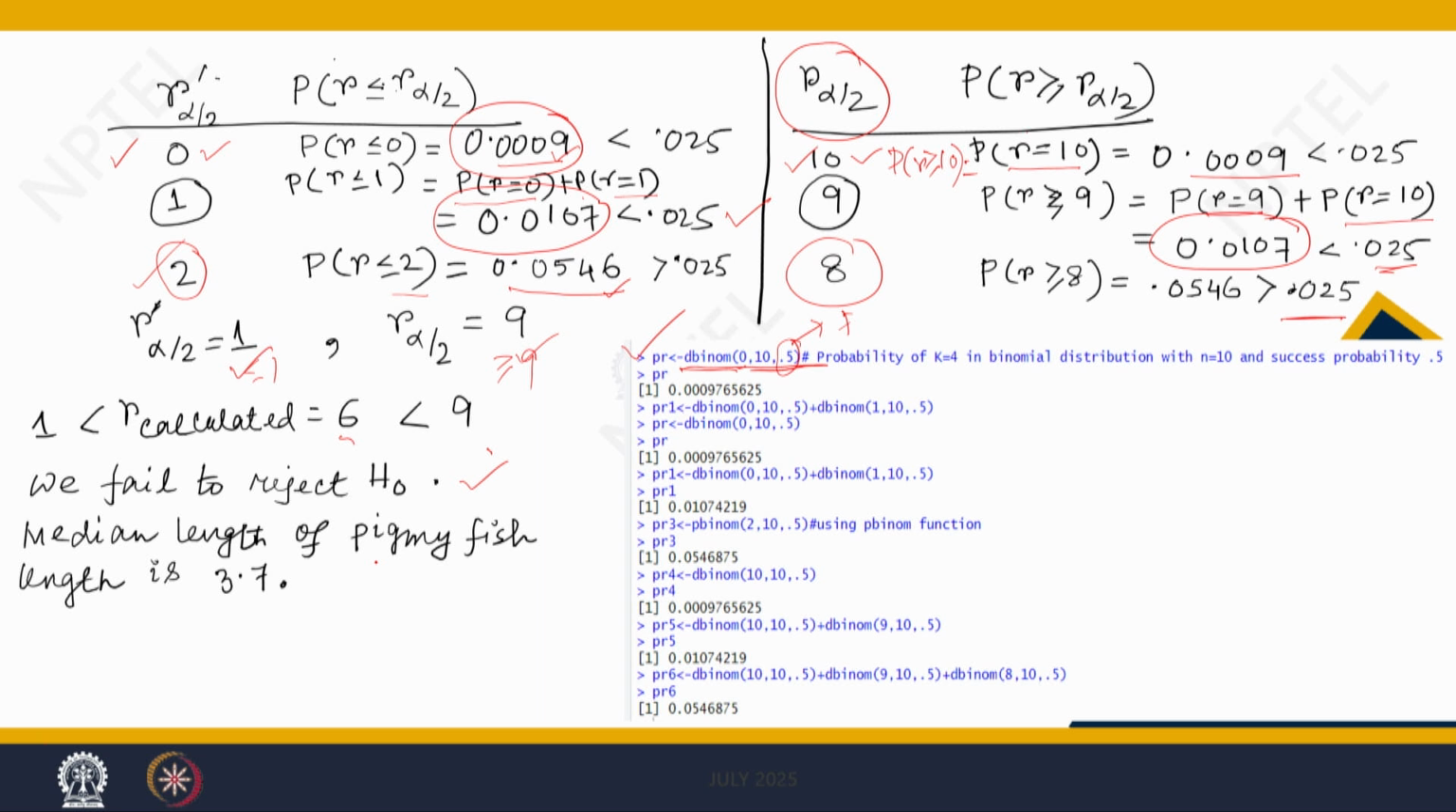Median length of pygmy fish is 3.7. That will be your final conclusion. So, in this way, you can handle two-sided alternative hypothesis using sign test.